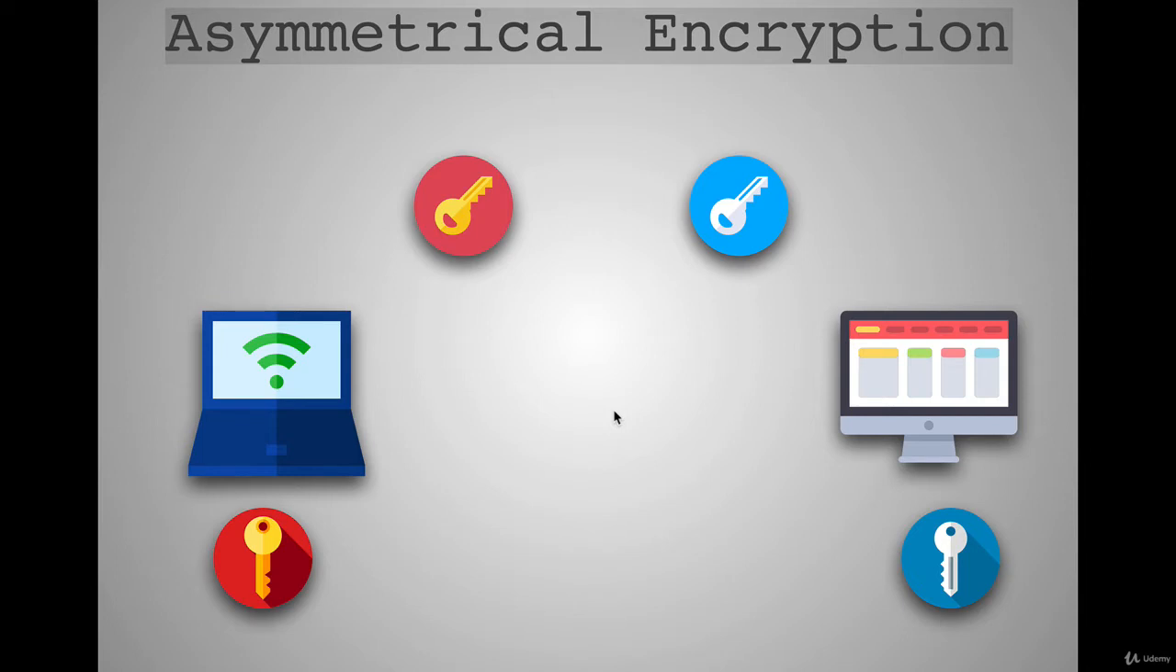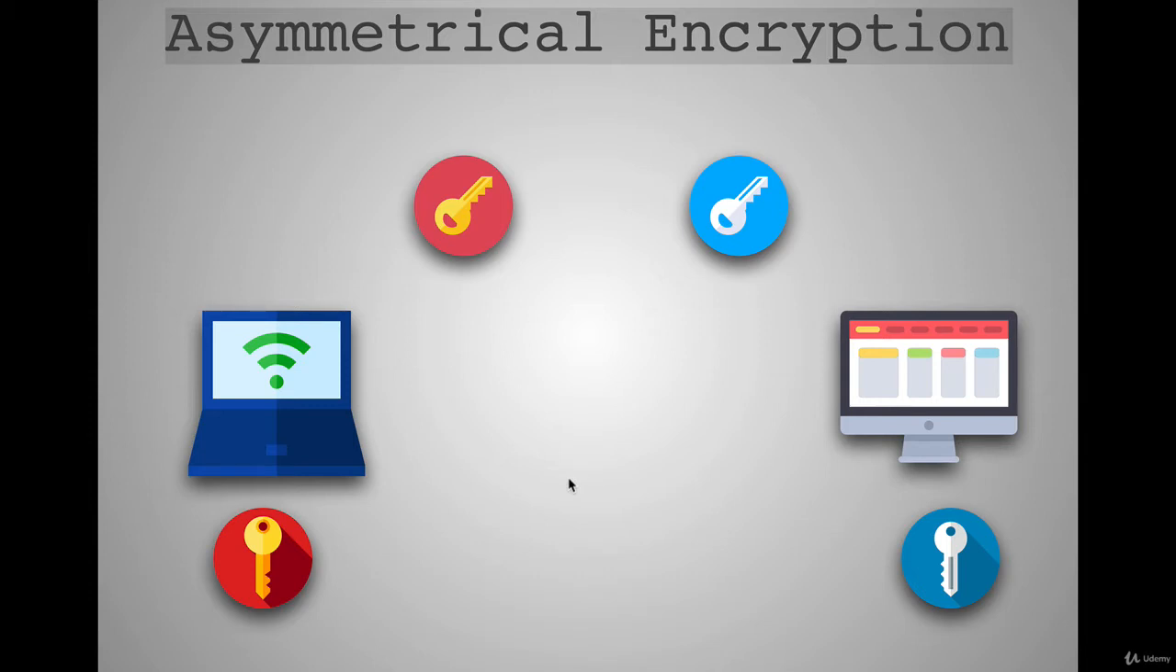Now, unlike symmetrical encryption, an asymmetrical encryption uses two separate keys for encryption and decryption. So these red keys are owned by this blue laptop, and these blue keys are owned by this other computer. Now, these two keys are known as public keys and private keys. And together, these keys form a public-private key pair.